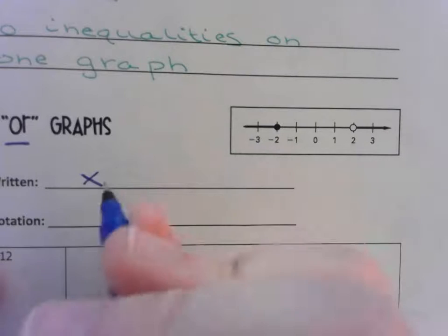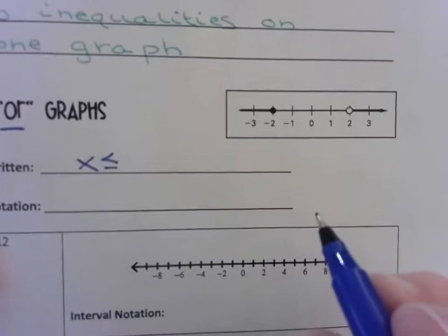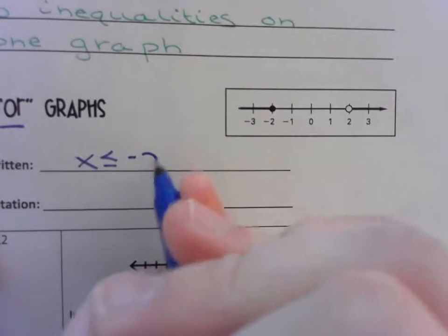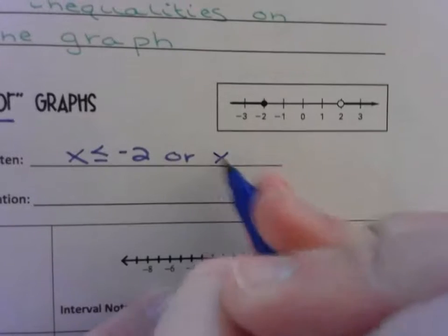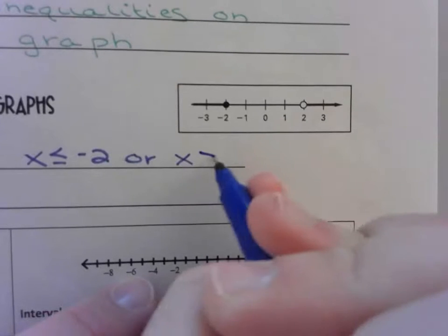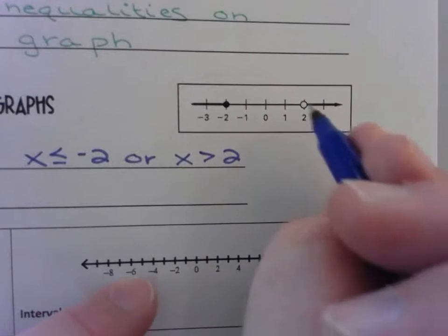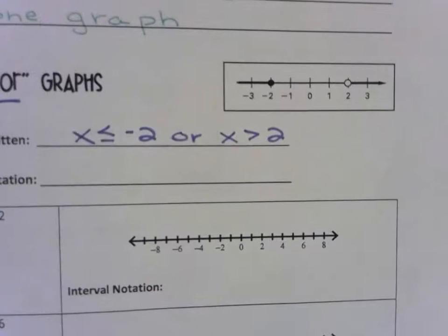X is less than or greater than -2. No, X is less than or equal to. Why do I know it's less than or equal to? Because it's closed in. Closed in, shade to the left. Less than or equal to -2, or, because they're going in opposite directions. So X is less than or equal to -2, or X is, look at the other side. X is what? Less than 2? Nope. Greater than 2. I shade to the right, so X is greater than. There's no line underneath because it's an open circle. So X is greater than 2. Those are my 2 inequalities combined into one.